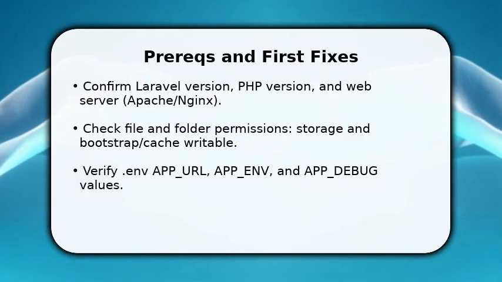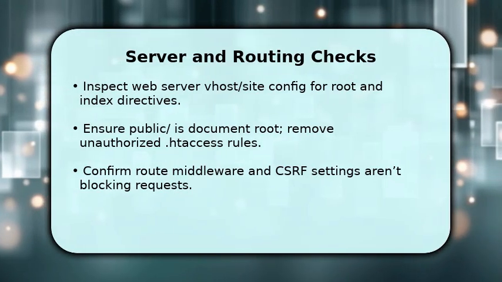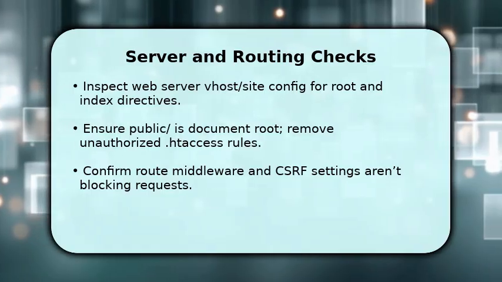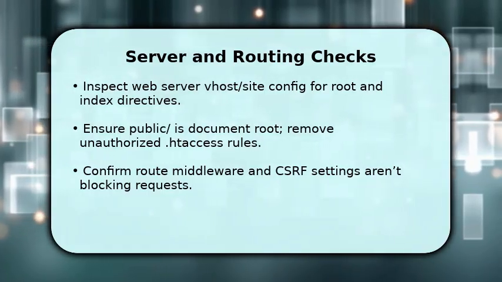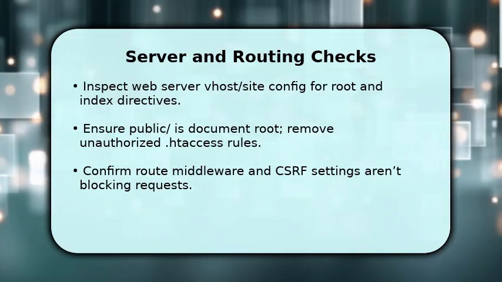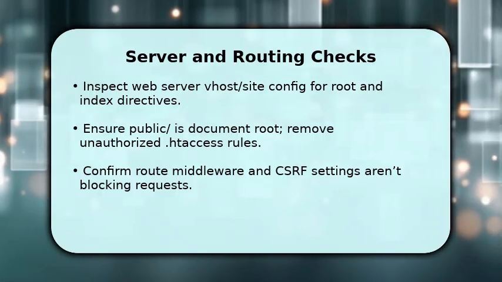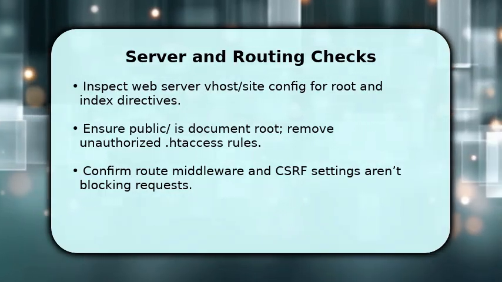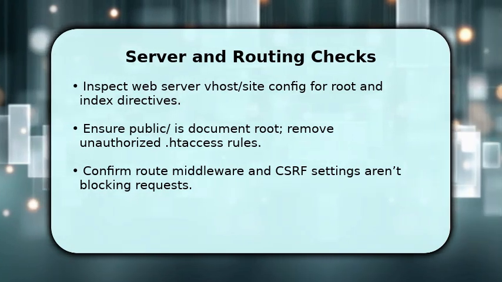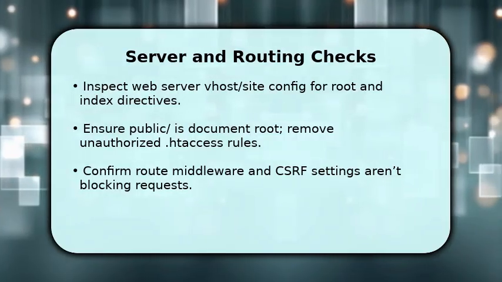Now you focus on server and Laravel routing. First, confirm your virtual host or site config points document root to your project's public folder and that index.php is served. Wrong root produces a 403. Next, review .htaccess or nginx location blocks for deny rules. Remove any accidental deny or auth directives. Then examine route middleware and CSRF token handling. Middleware gates can return 403 if misconfigured. Make changes, reload the server.